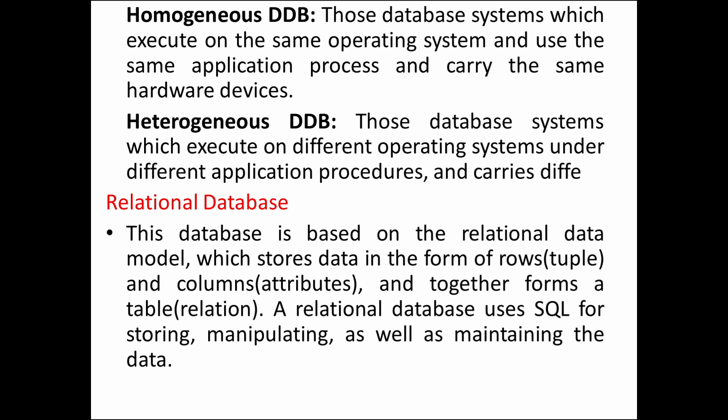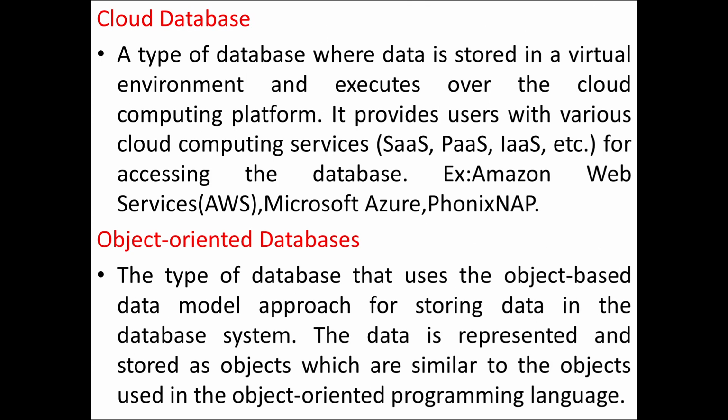This database is based on the relational data model, which stores data in the form of rows and columns, together forming tables. A relational database uses SQL for storing, manipulating as well as maintaining the data. Then the cloud database. A cloud database is data stored in a virtual environment and executed over a cloud computing platform. It provides the user with various cloud computing services for accessing the database. Examples are Amazon services and others.